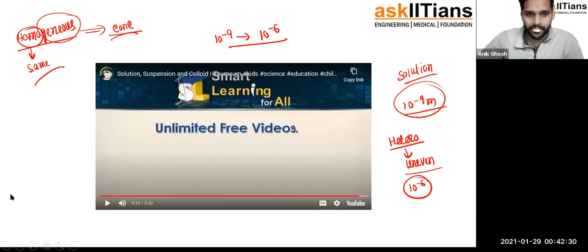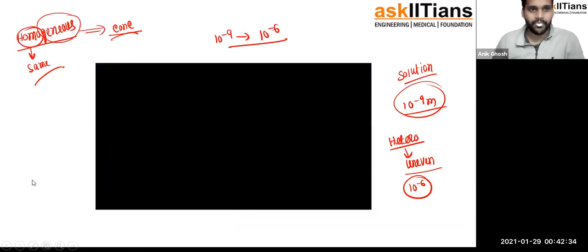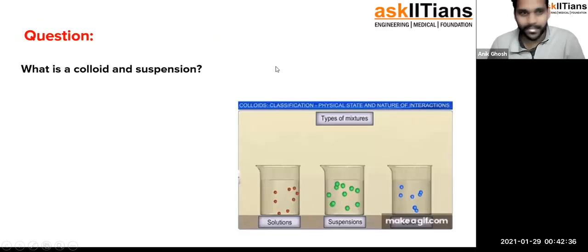Fine. You understood it? There was nothing new, right? We have already discussed all of them. Now, what is a colloid and a suspension? We have already read about it properly. So you can see the solutions over there. Okay. You can see them.